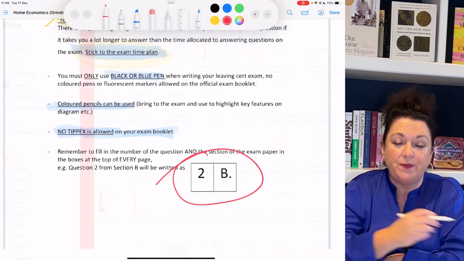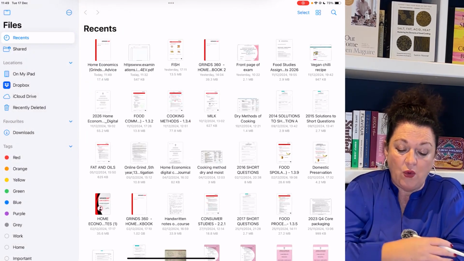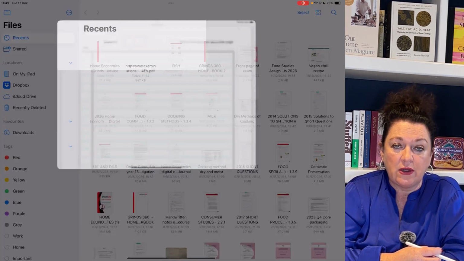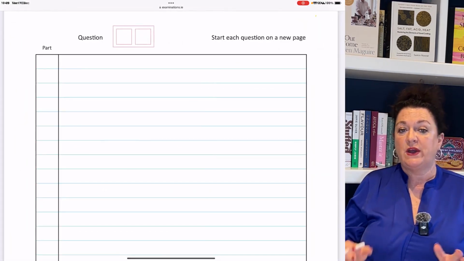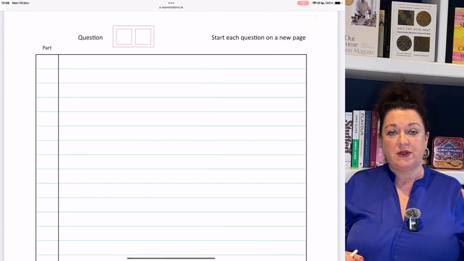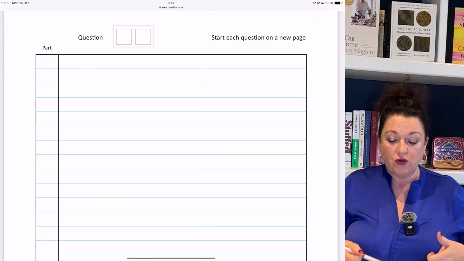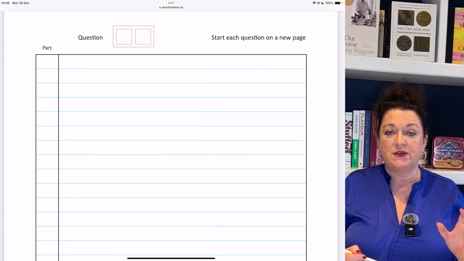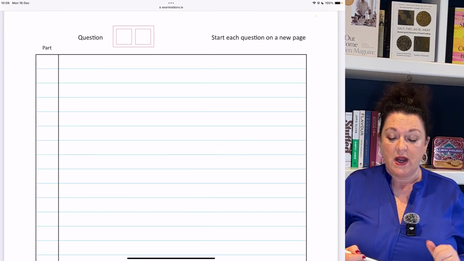So I just want to show you here what this page or pages are going to look like. So remember, we said we have two booklets. We have booklet A with the short questions, and then you're going to see many, many pages that look like this in the first booklet.